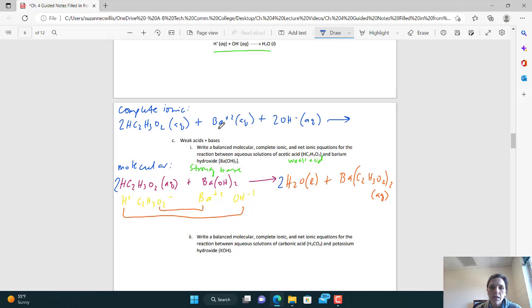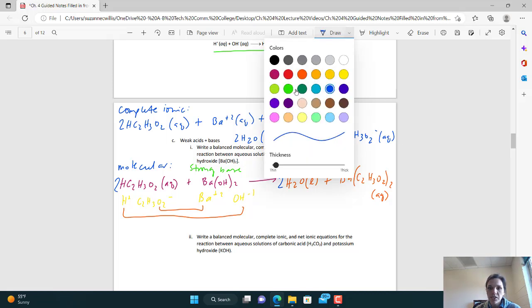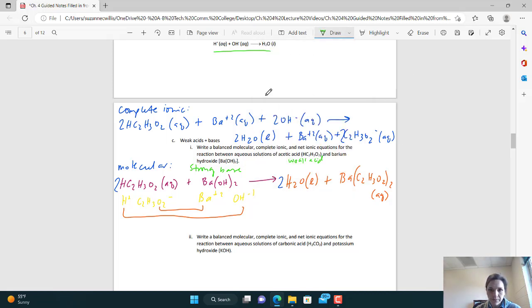Okay, and then our products, we've got to leave water together because remember, solids, liquids, and gases you leave together. Aqueous you break apart if they're strong electrolytes. This is a strong electrolyte, so we're going to leave barium out alone. And we're going to leave acetate out alone. Uh-oh, how many acetates do I have? I have 2, so I need a big 2 right here. Everybody feel good about that? Okay, that's our complete.